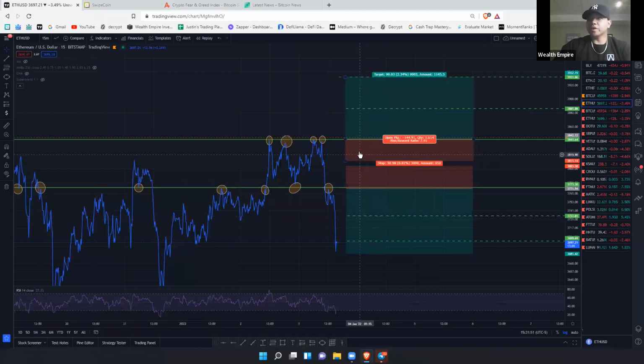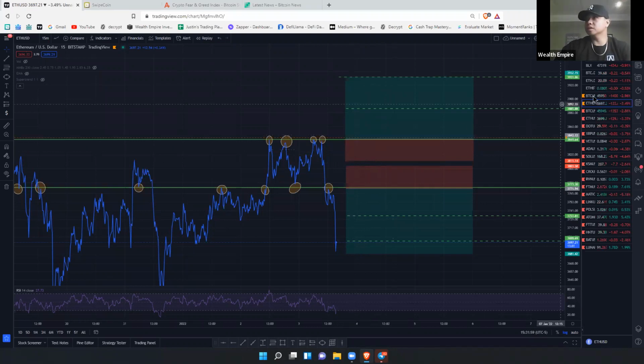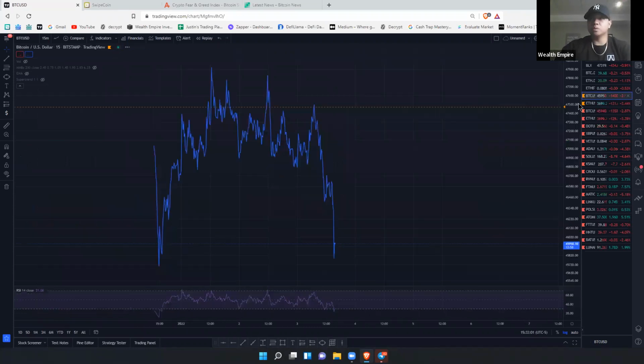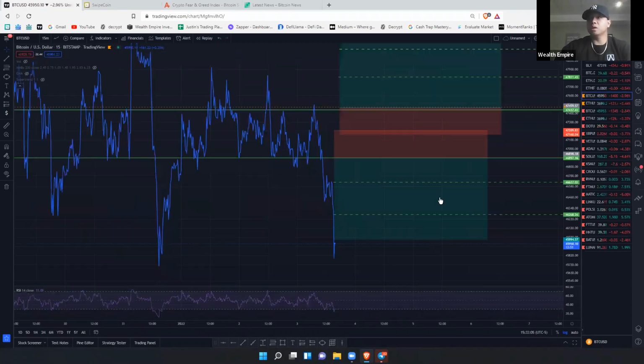Anytime I'm trading Ethereum, for this example, I give myself about a 50 pip stop loss. Sorry, a 30 pip stop loss. If you're trading Bitcoin, for instance, you need to give Bitcoin 300 pips of a stop loss.